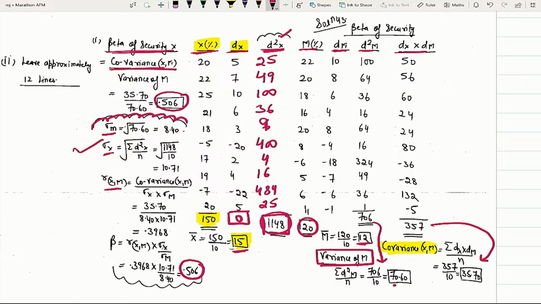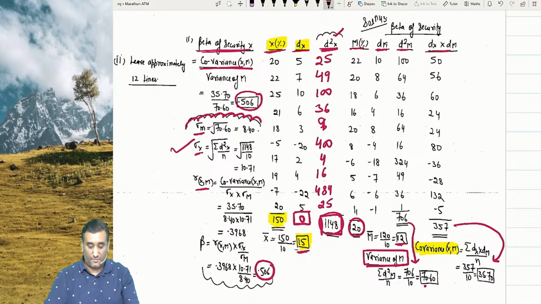Once you check the numbers, let me know. Discuss characteristic. That leaves 12 lines approximately for the characteristic line only. Check the formula. Both formulas have been applied.